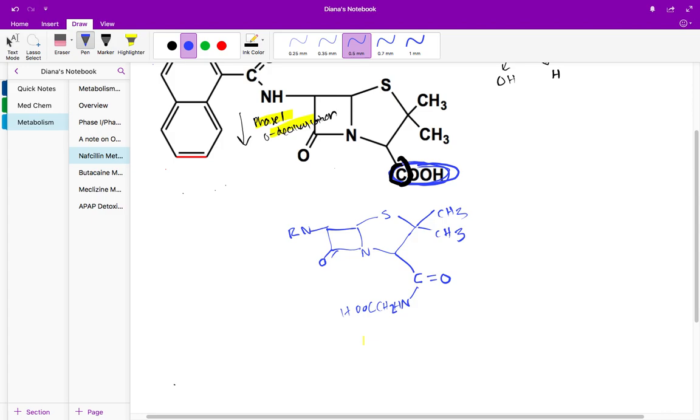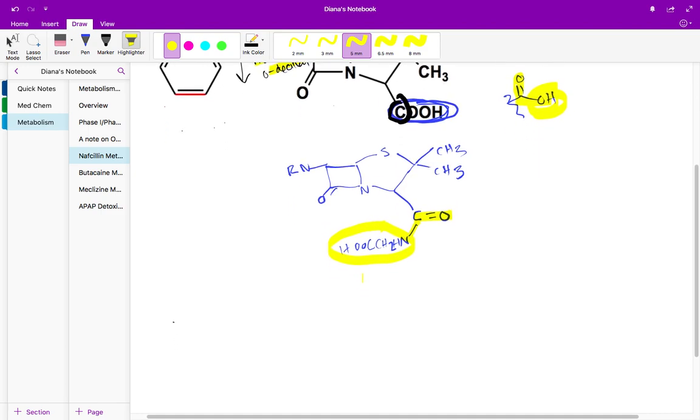Because we went from a COOH, which we know looks like this, and that COOH now turned into C double bond O, and then rather than having this OH, we suddenly have this big group. Where did that come from? That came from glycine. What does glycine look like?